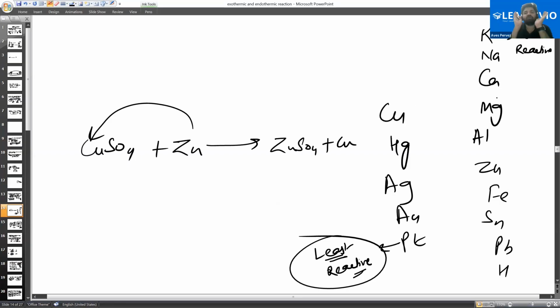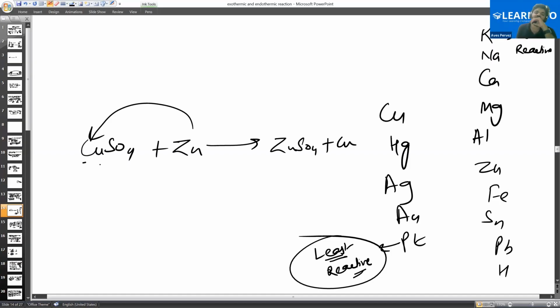Okay, are you getting my point? You understand? Among all these elements, potassium will lose its electron at very fast rates. So this reactivity series is based on the principle that the element which can lose its electron with a very small amount of energy will be at the top.